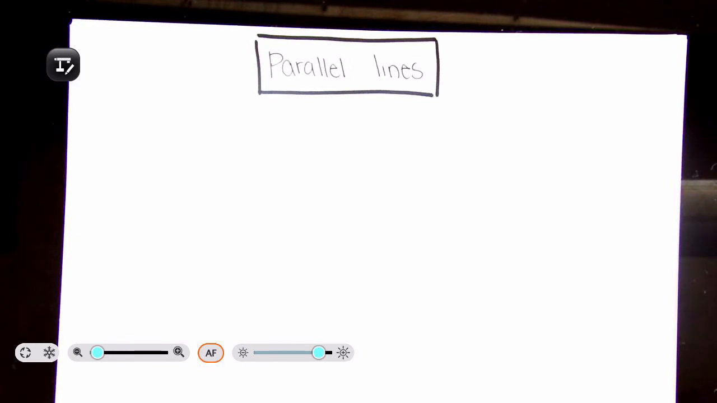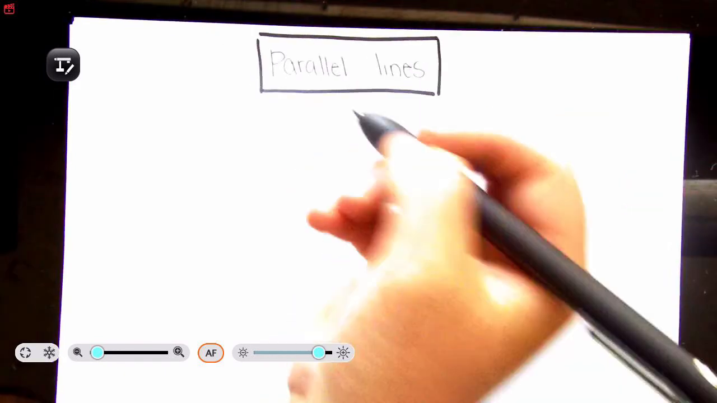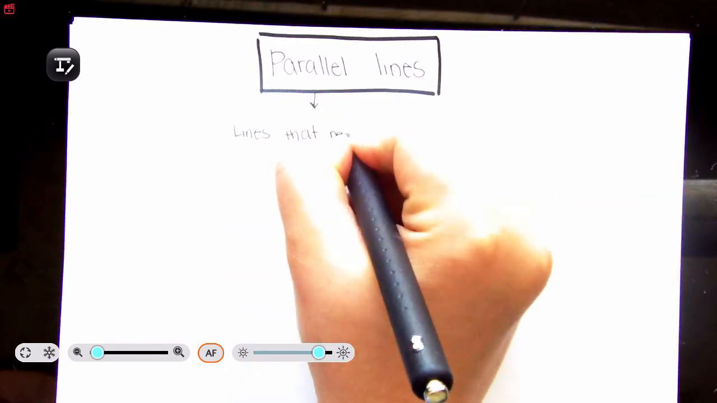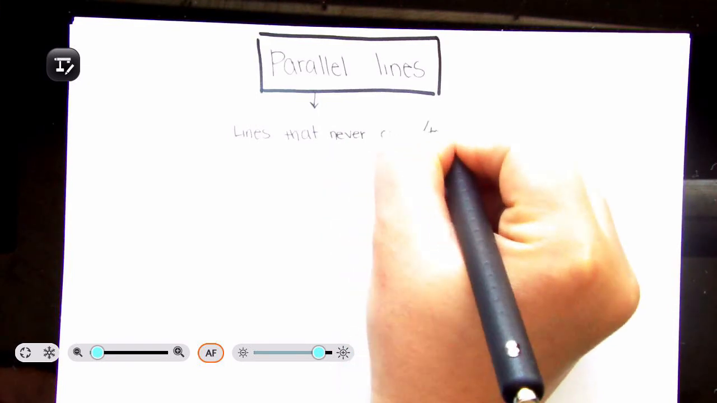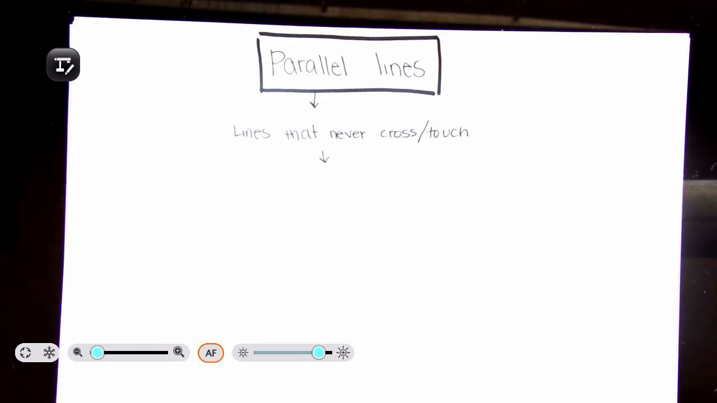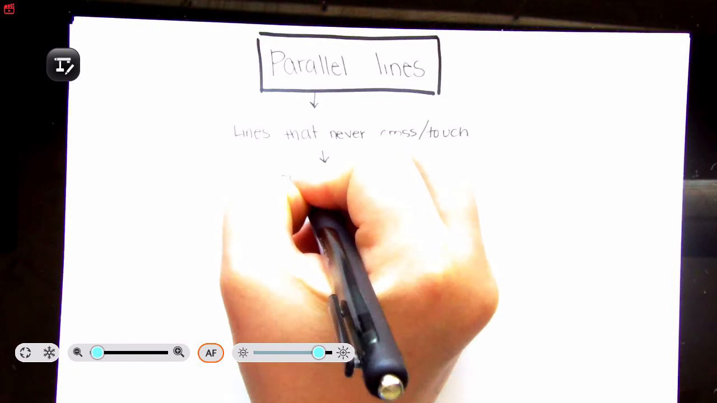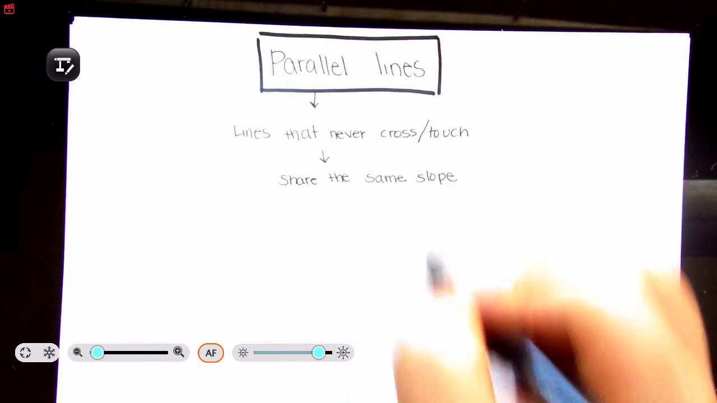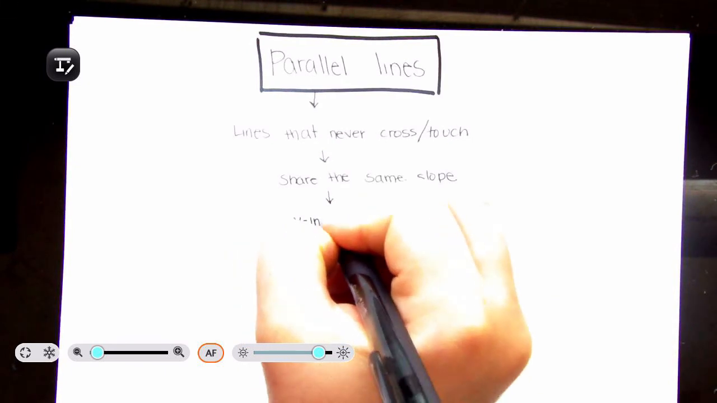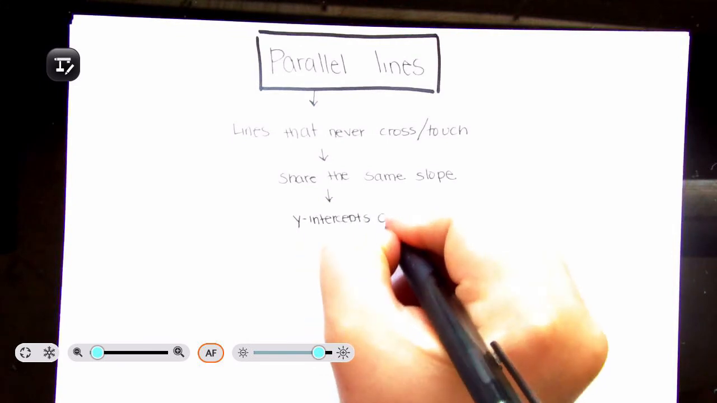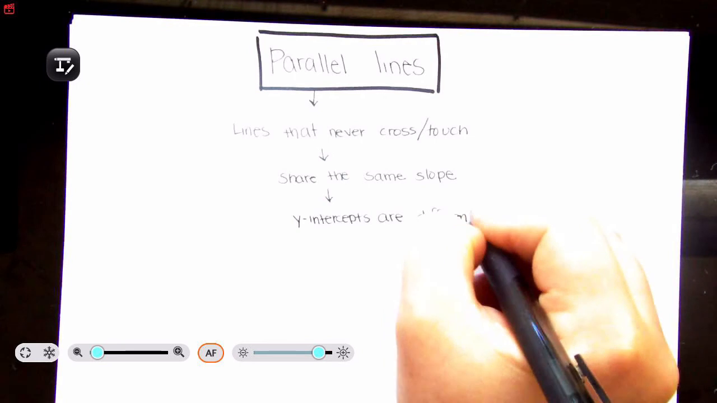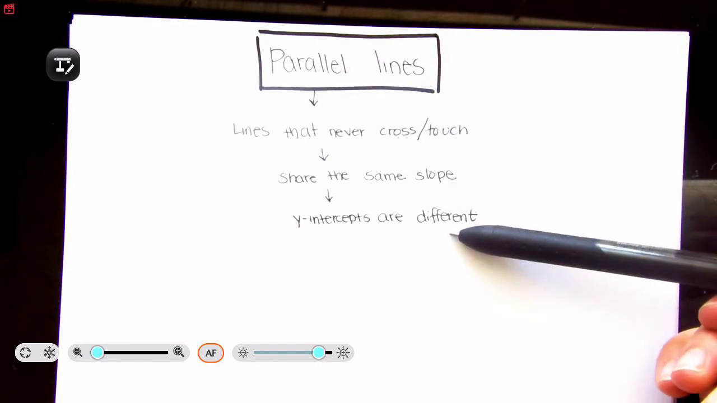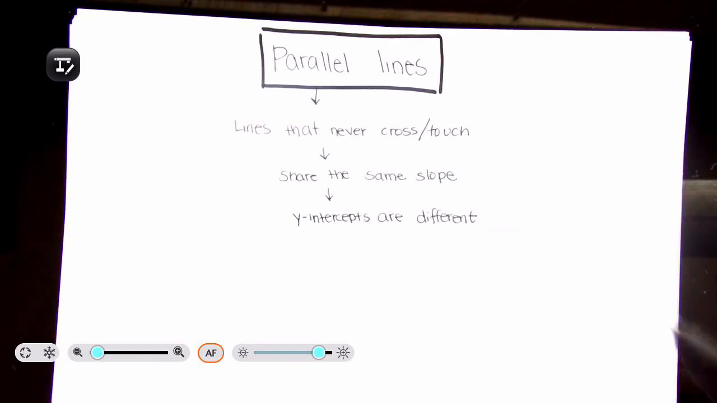So the first thing we want to talk about is what does it mean to be parallel lines? Parallel lines are lines that never cross or touch. And the reason that they never cross or touch is that they share the same slope. Now, they share the same slope, but their y-intercepts are different. So visually, how would that look like?